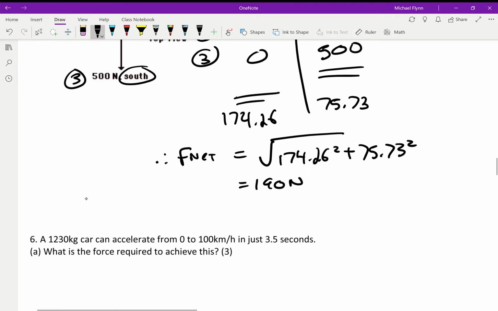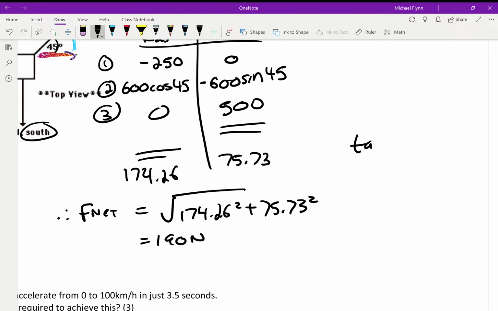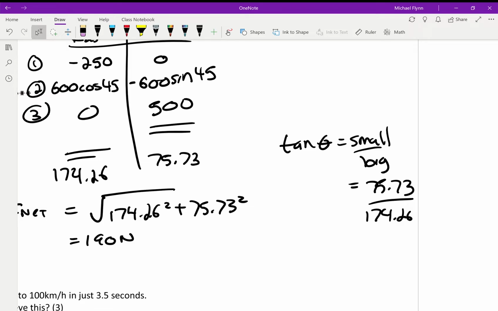And then tan of theta. I'll do it just over here. Small over big. I'm writing out everything just so you can see it. 75.73 divided by 174.26. Okay. Inverse tan, I get 23.5 degrees.